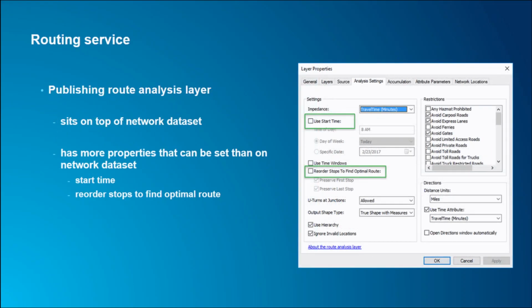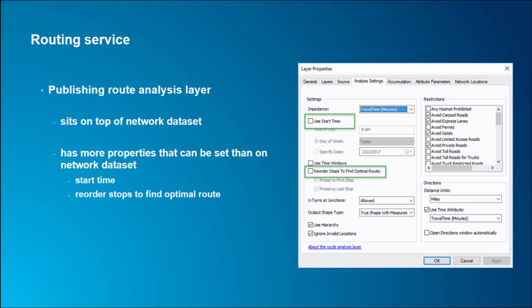One other thing is about routing services. To create a routing service, you publish a route analysis layer that sits on top of your network data set. And what that means, though, is that the network analysis layer can have more properties than your network data set.